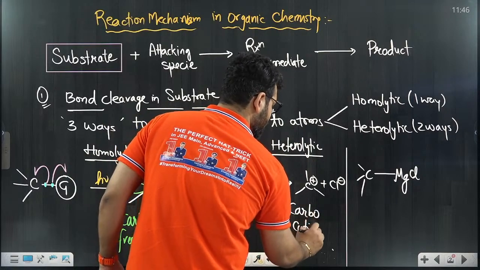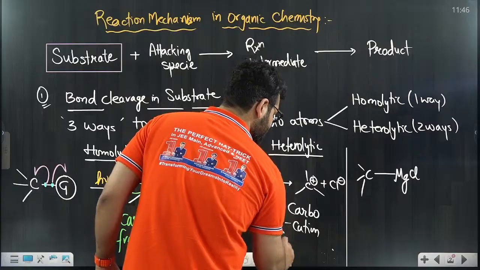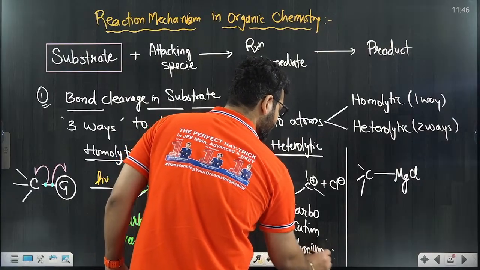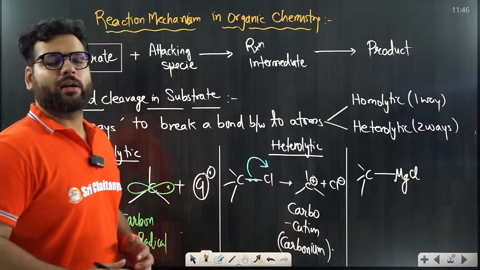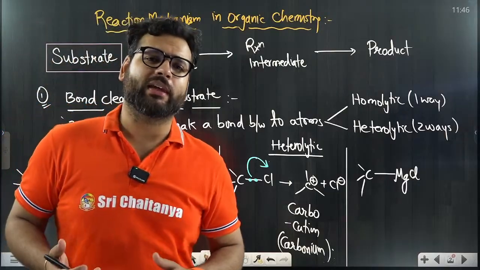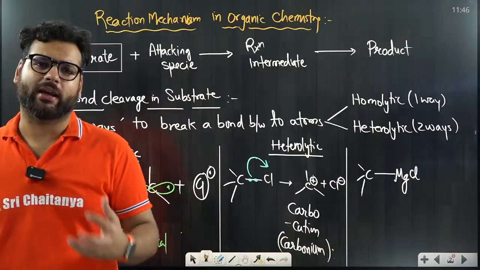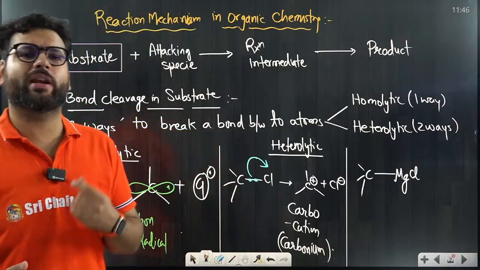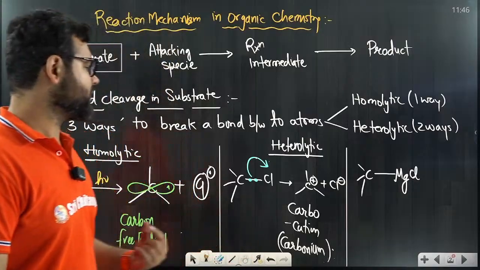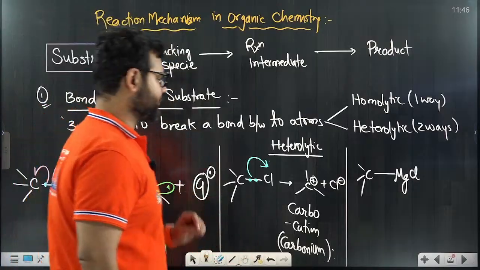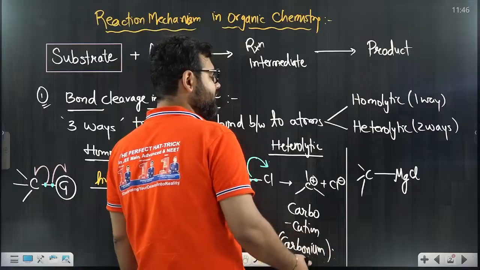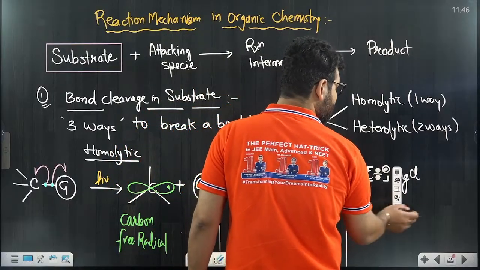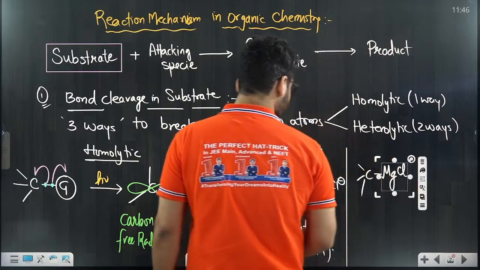Carbocation. Another name of this cation is carbonium ion. Remember it. Carbonium: ium means a cation. Magnesium, sodium, aluminium: wherever ium is there at the end, it is always a cation. Carbonium ion. Whereas in the other case, if magnesium is attached to carbon, then carbon is more electronegative than magnesium.